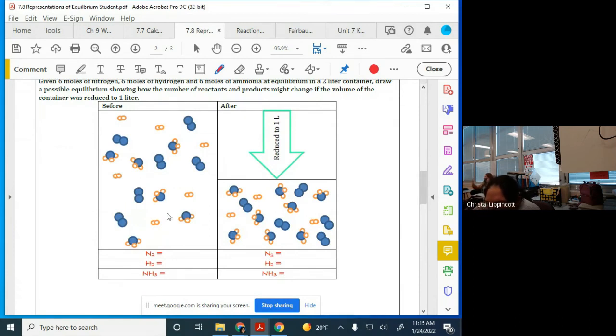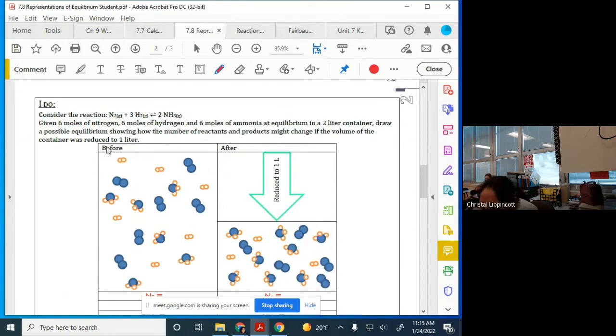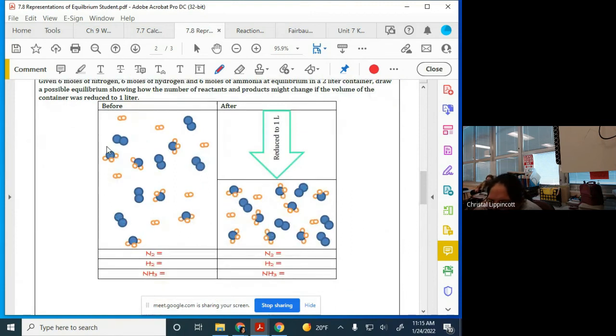So we're going to count up how many N2s we have here, how many H2s and NH3s. Did they give us a key on this? Doesn't look like it. But we know that hydrogen and nitrogen are diatomic, so we can identify these as either hydrogen or nitrogen. We also know that hydrogen is much smaller than the nitrogen, and we can look at one of these and realize that the blue one is the nitrogen because it's 1 to 3, and the rest of these are hydrogens. So we're going to count up our nitrogens first.